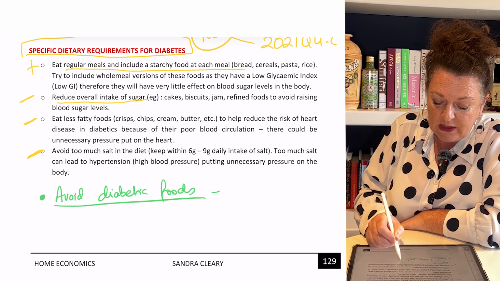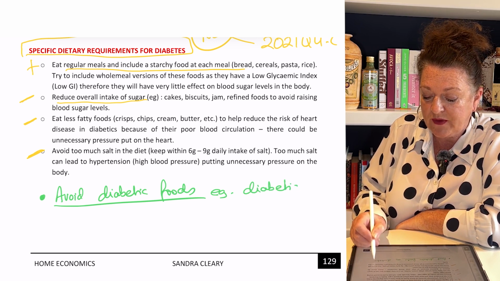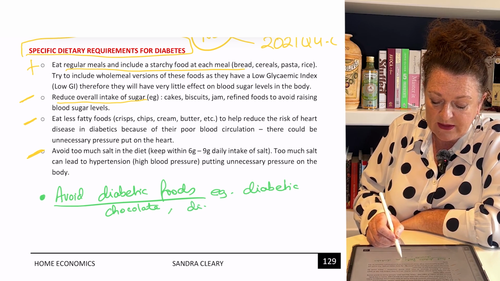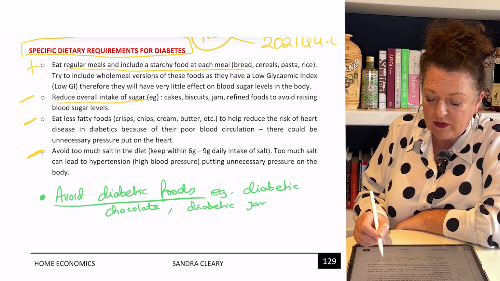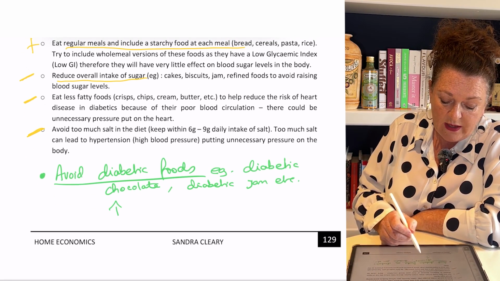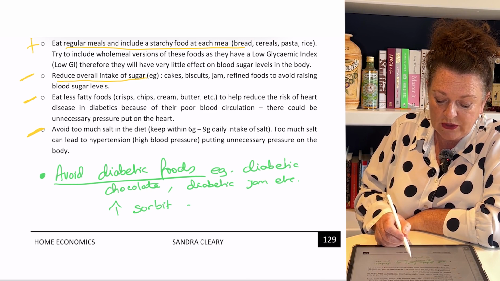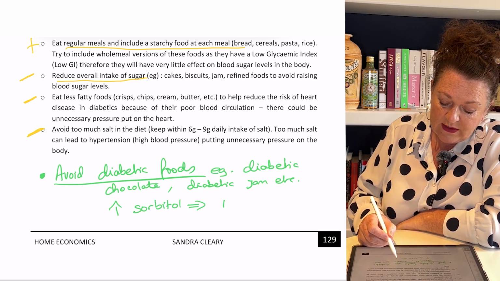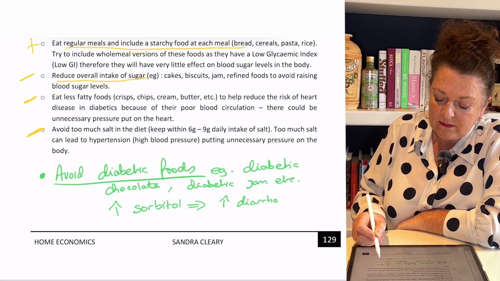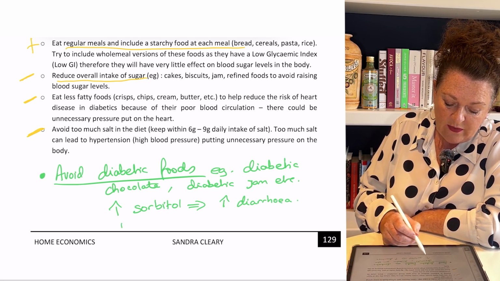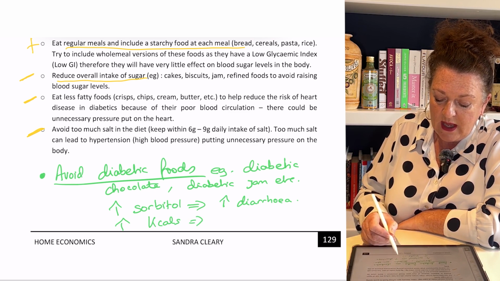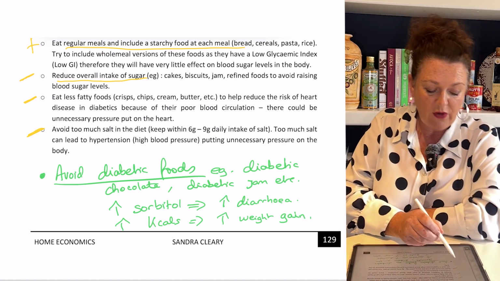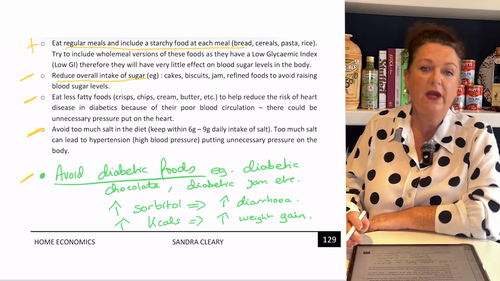Now, these would include diabetic chocolate. I've had students in the past with diabetes, and they would say that their nutritionist, dietitian has told them avoid diabetic chocolate, diabetic jam, for a couple of reasons. One, they are high in sorbitol, which we'll talk about when we do the chapter on food additives, and sorbitol can increase the risk of diarrhea. And then you also note that these diabetic foods are high in kilocalories, which could lead to weight gain, putting pressure on the heart, and so on. So there are 5 dietary requirements.